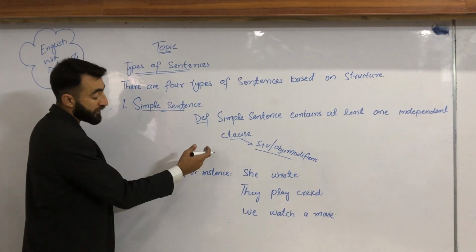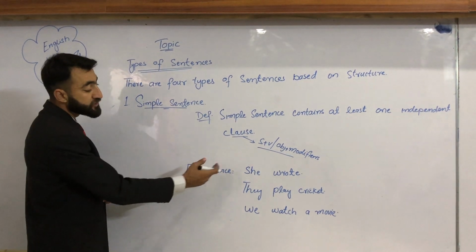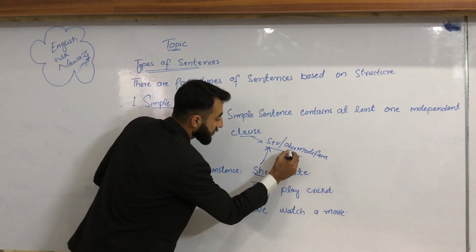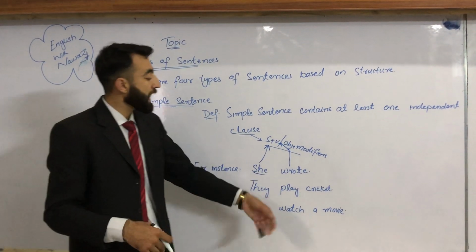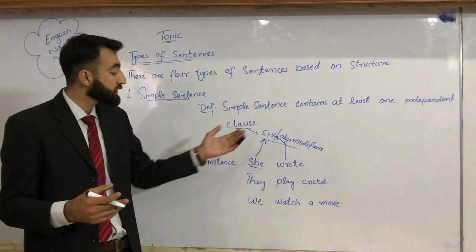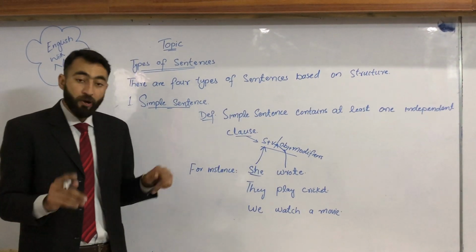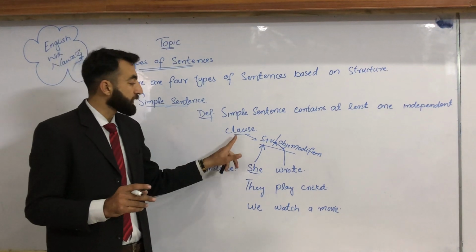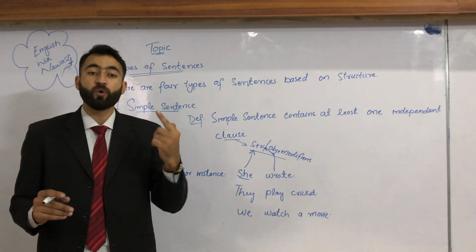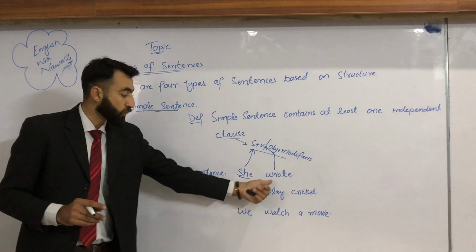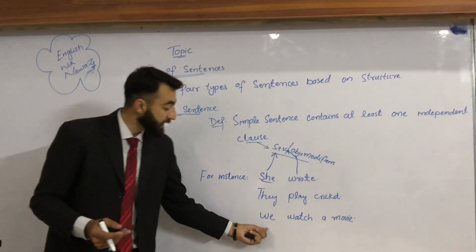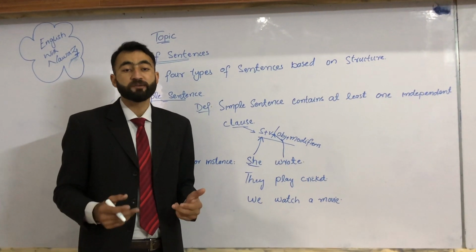For example, I have written some examples here. She wrote. She is the subject, and wrote is the verb. But we do not have any concern with the object or modifiers anymore. But subject and verb must be part of a clause, because in this definition a simple sentence is the combination of just one independent clause. So here, she wrote, is a simple sentence. They play cricket, this is another simple sentence. And when we say we watch a movie, this is also a simple sentence.